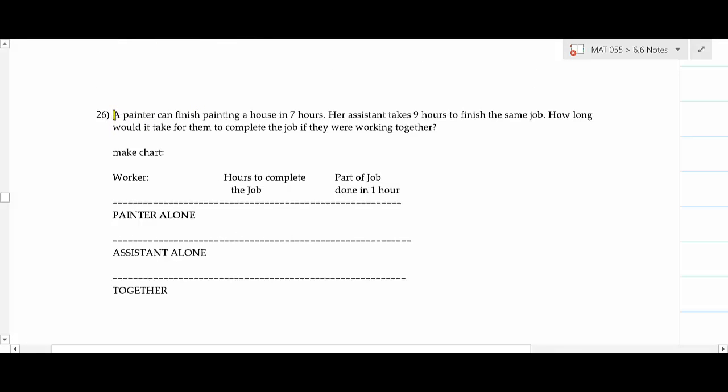All right, so this says that a painter can finish painting a house in 7 hours. Now that's saying if he's doing the job by himself, okay? And there's nothing that slows him down. We're just saying this job can be done in 7 hours. Okay, then he has an assistant. The assistant maybe is learning how to paint, so it's a little slower. So the assistant can do this job a little slower in 9 hours, okay? So what's going to happen is they're going to work together.